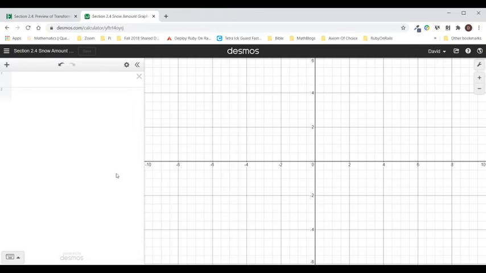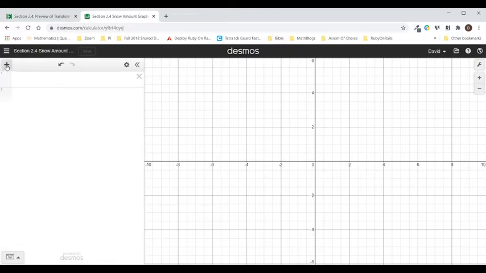This is part 2 of the shifting the snow data problem. We've already seen very slowly how to calculate the new table of data from the old table of data. So what I want to do here is put the old table in and put the new table in and see what happened to the graph.